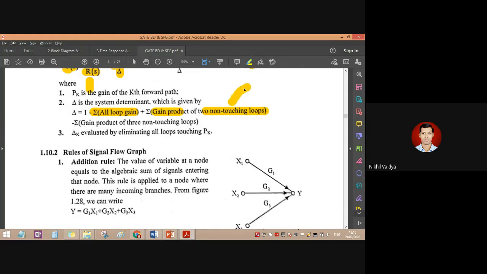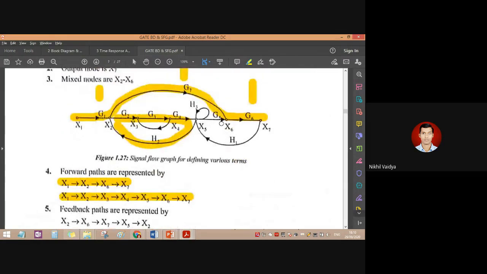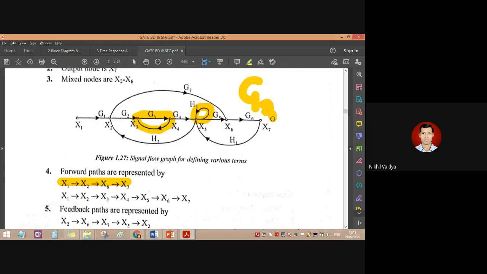Now we had seen loops are called non-touching when they don't have any common node between them. In the previous example, we had seen that. So there are two non-touching loops in two pairs. This is one non-touching loop pair. These two non-touching loops exist in this signal flow graph. What is the loop gain of this particular loop? First loop G3, G3 into 1, because here nothing is there, I have just written 1. And what is there in this particular loop? Only H3.